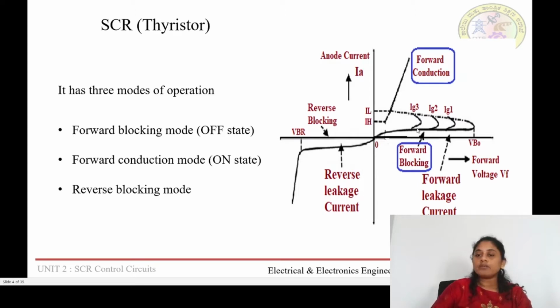Because only a small amount, a few milliamps or microamps of current will be flowing through the SCR. You can see the value of IA here. IA is very small. And in the forward conduction mode, it is in the on state because more anode current will be flowing through the device. Looking at the graph, we can observe one thing, that it conducts only in the forward bias condition, that is in the first quadrant. So we can conclude that SCR is a unidirectional device.